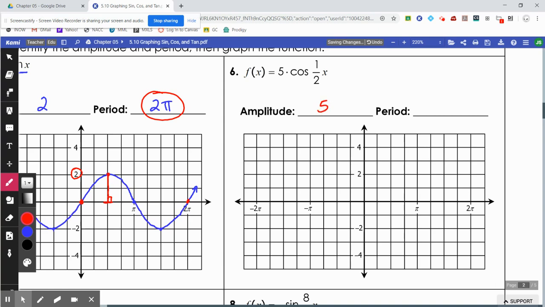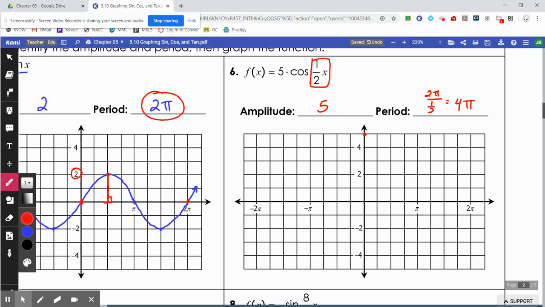The next one, the amplitude first should be 5. The period should be 2 pi divided by any number in front of the x, which is 1/2 here. That's going to give you a period of 4 pi. Again, simply pick out some numbers such as 0. Plug in 0, you get 1/2 times 0 is 0. The cosine of 0 is 1. 5 times 1 is 5. So when you plug in 0, it gives you 5.